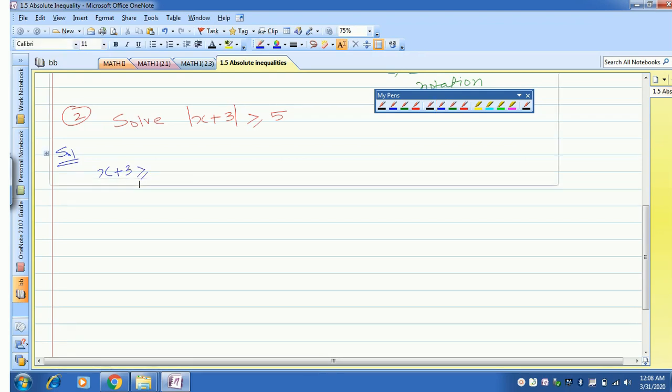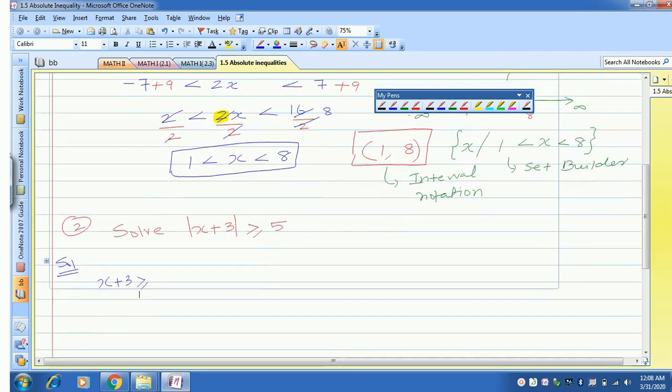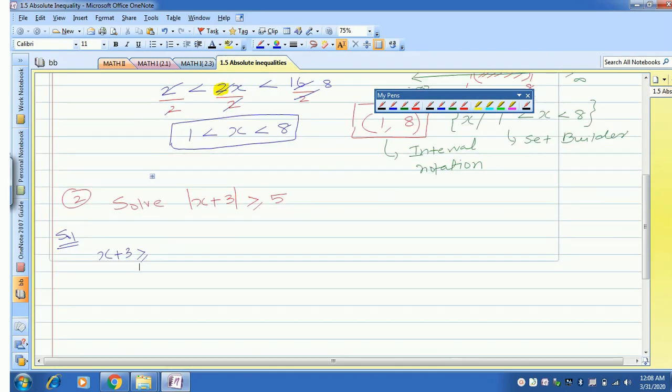What is the difference between the last problem and this problem? The last problem had only less than. Here you have greater than or equal. Therefore I have to choose the first formula, right? Now the first formula: x plus 3 is greater than or equal to positive 5, or x plus 3 is less than or equal to minus 5. This is the rule. If absolute value of E is greater than or equal to K, where K is a positive number, I have to write it this way.